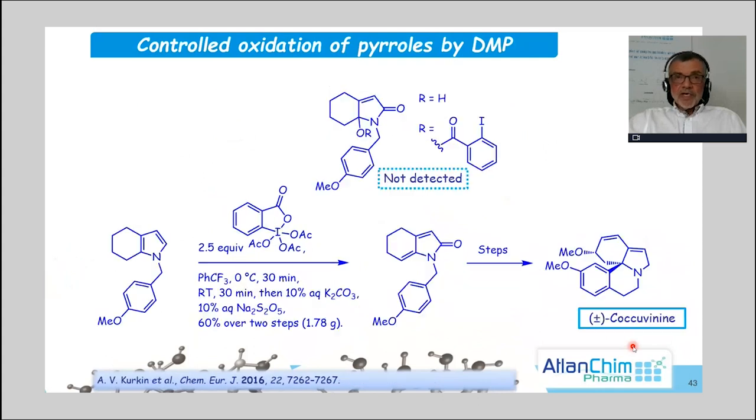To end this section, in the total synthesis of this tetracyclic alkaloid, oxidation of this N-substituted tetrahydroindole here with Dess-Martin's reagent in trifluorotoluene gave directly the desired lactam adduct in 60% yield on gram scale. No formation of these two intermediates was detected.